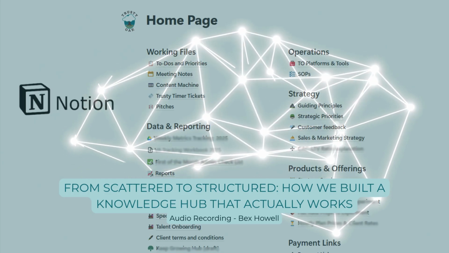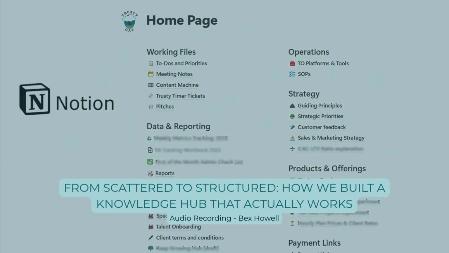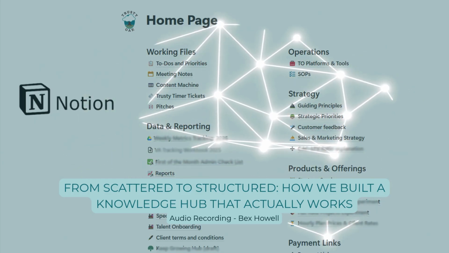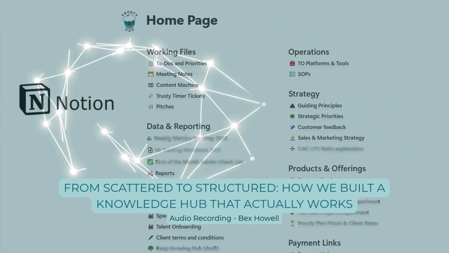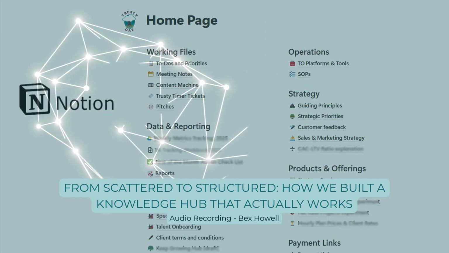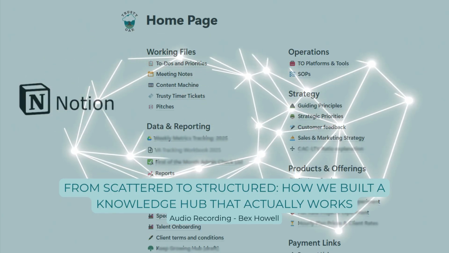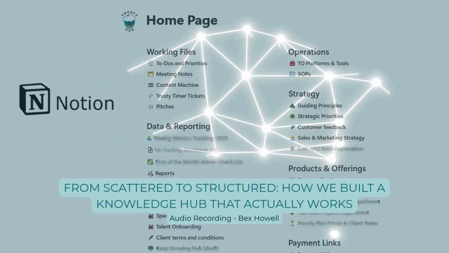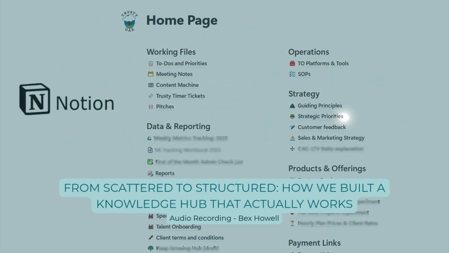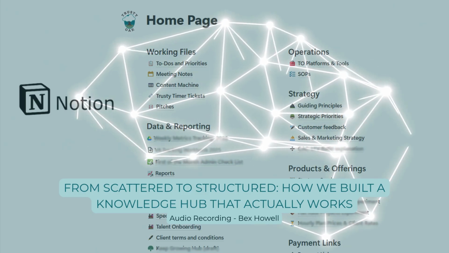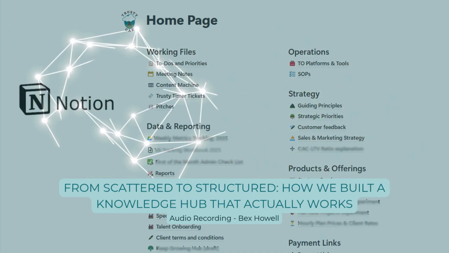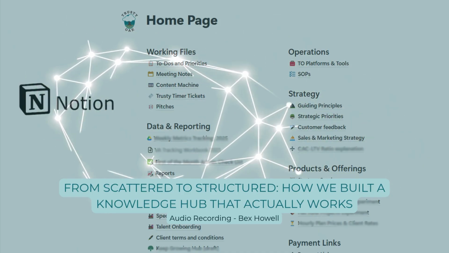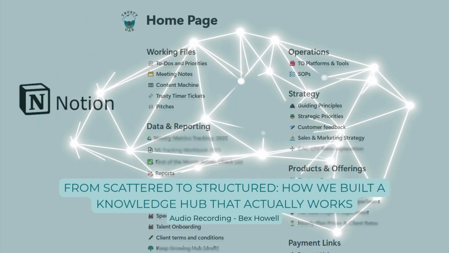Here's a perfect example. For monthly reporting, we have SOPs in Notion that walk through each step with quick links to all the tools needed: Stripe for payment data, Attio for customer info, and the specific Google Sheets where everything gets compiled. Instead of hunting through bookmarks or Slack threads, it's all right there in one workflow. Notion doesn't replace our other tools, it connects them and makes them work together as a system.